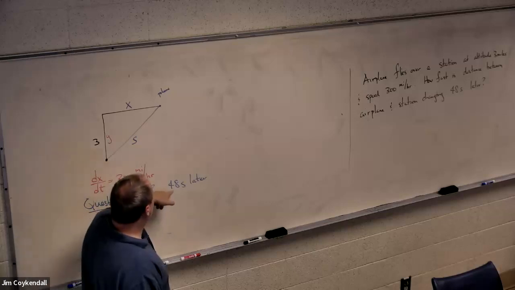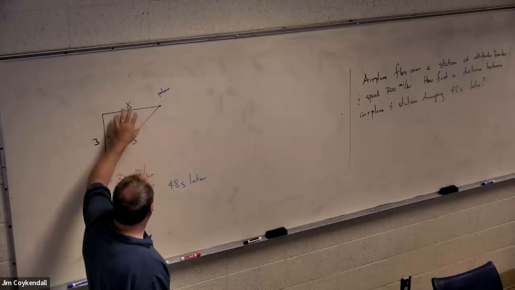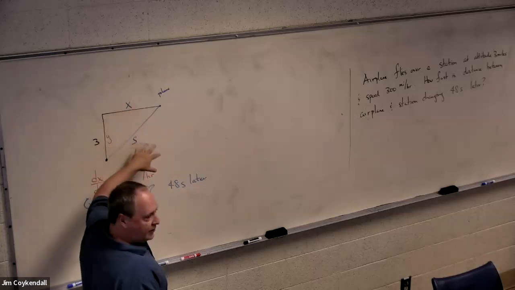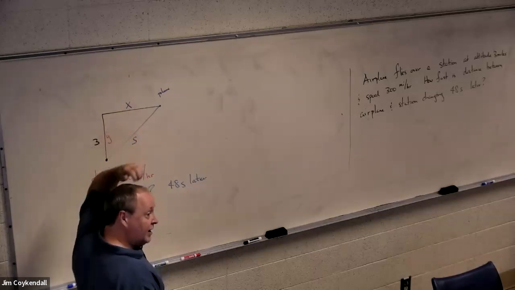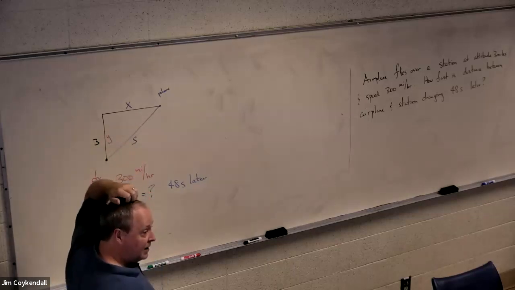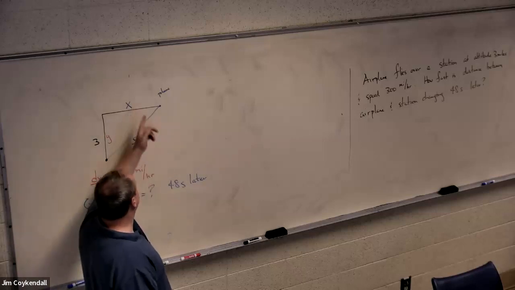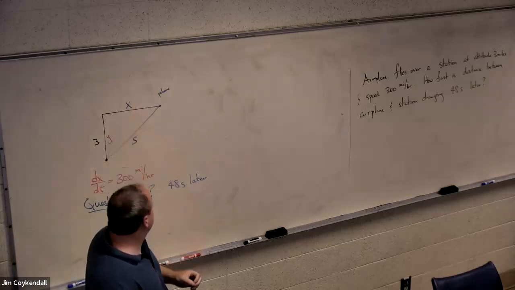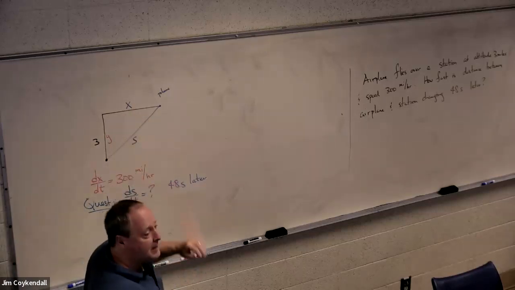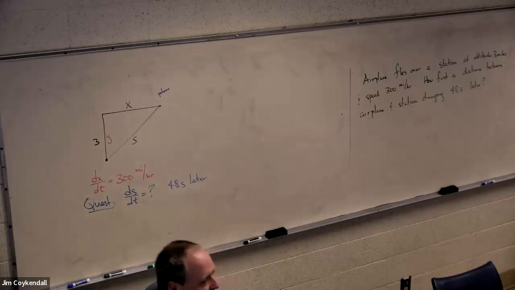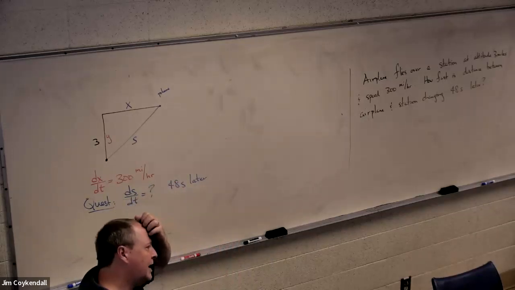So what I want is this 48 seconds. I want to translate this into either an X, a Y, or an S. It's probably not Y because it doesn't change. Yeah, but your units are wrong. Because remember, the S and the X are measured in miles, right? So you can't add them to a second. So how am I going to use this 48 seconds?